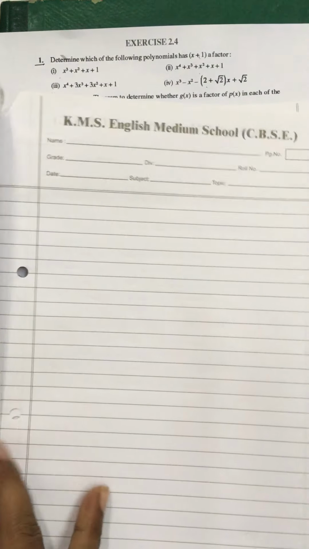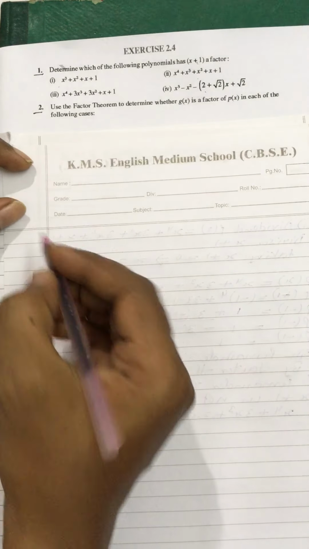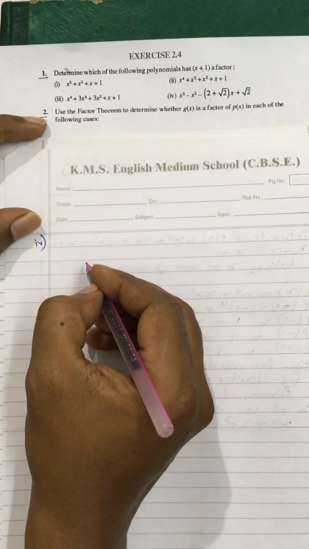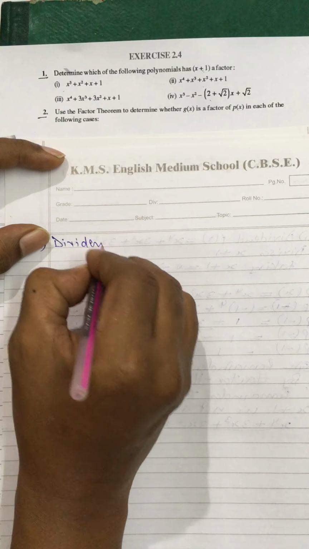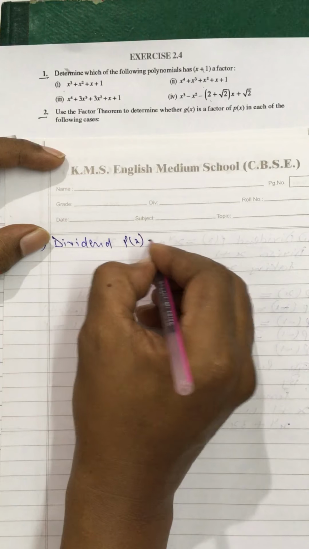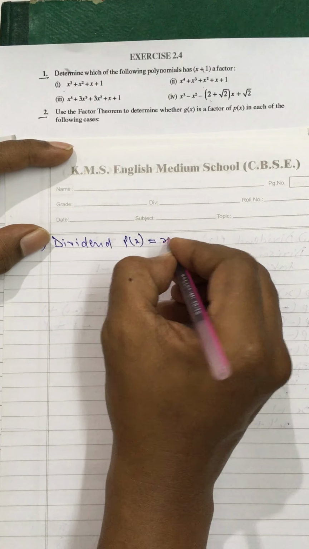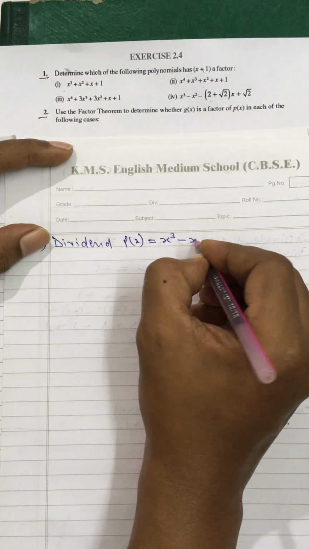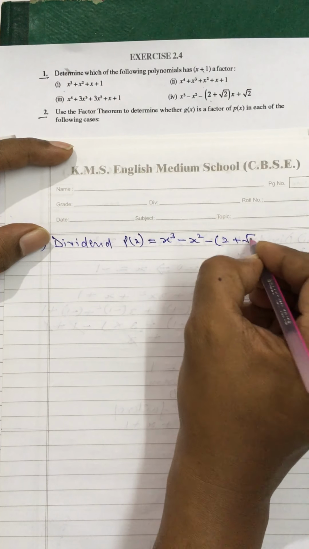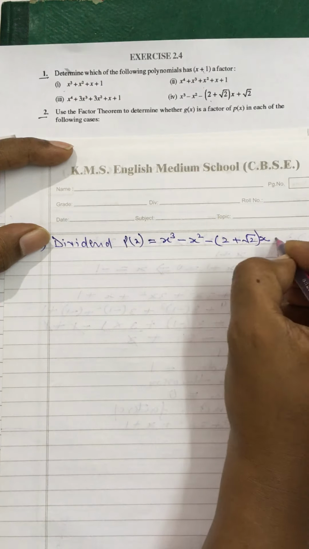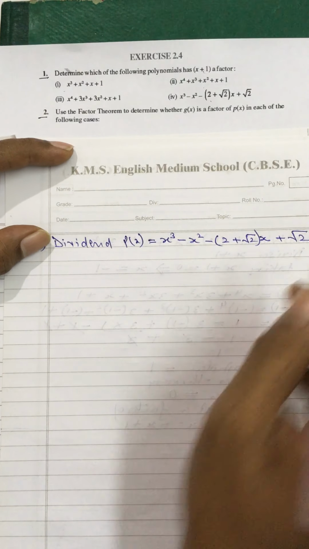Fourth one, I'll better go for the next page because afterwards I have to just keep on fighting with the space. The fourth one they are telling again, dividend P of x is equal to what? x cube minus x square minus 2 plus root 2 x plus root 2.